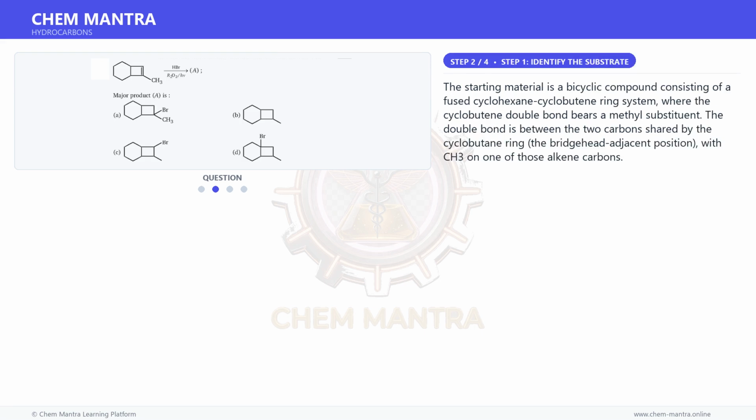Moving on to the next step. The starting material is a bicyclic compound consisting of a fused cyclohexane-cyclobutene ring system, where the cyclobutene double bond bears a methyl substituent. The double bond is between the two carbons shared by the cyclobutane ring, the bridgehead adjacent position, with CH3 on one of those alkene carbons.